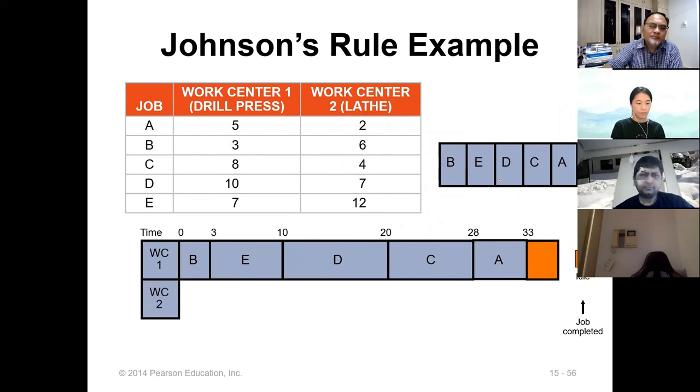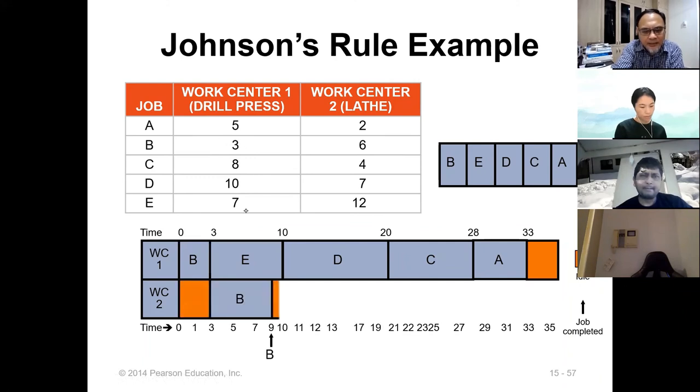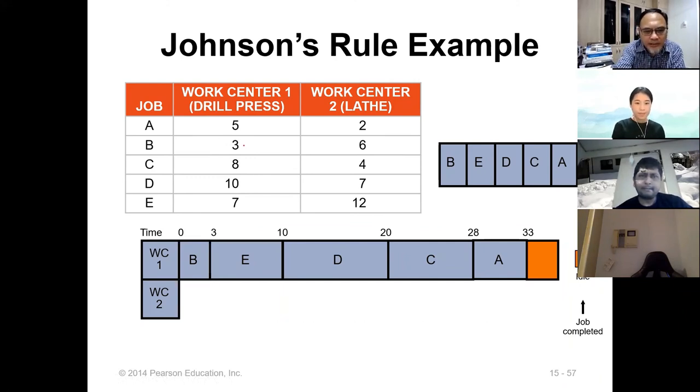You go detail. Work center one. Okay? When I assign B first, work center one, it requires what? 3 days or 3 hours for that machine. So this is actually time, eh? 0 until 3, B is done. So B is already completed at work center one. So this is work center one, it flows like this. You have to complete work center one. So E requires 7 days or 7 hours. So the flow is from 3 until 10.